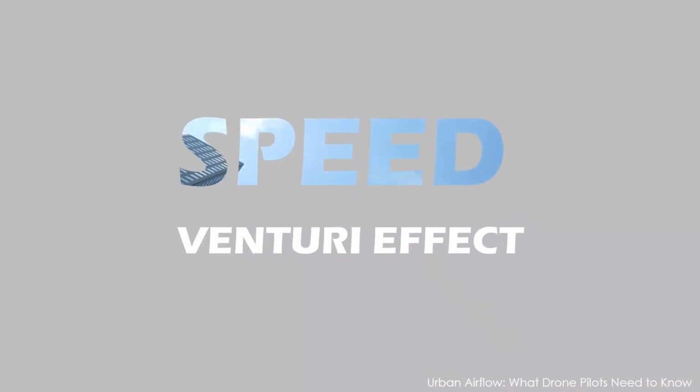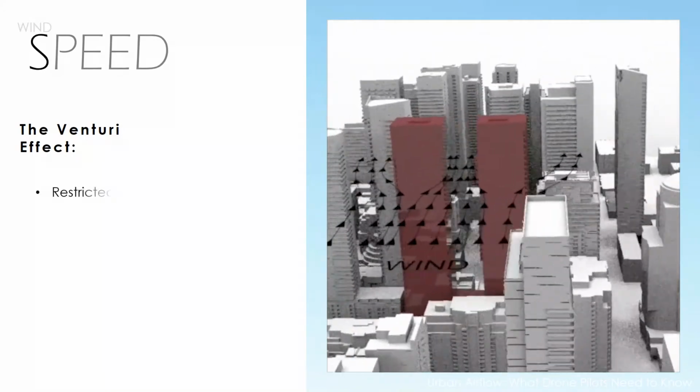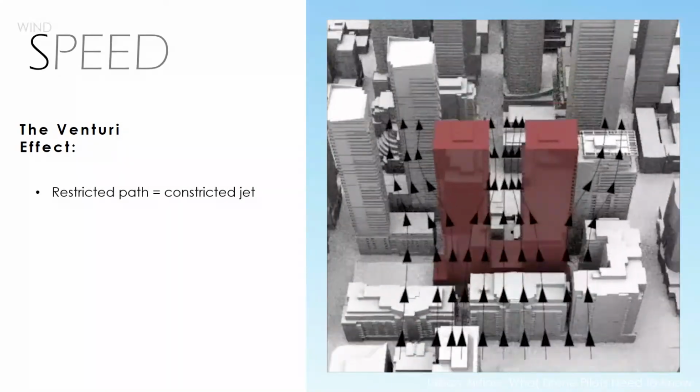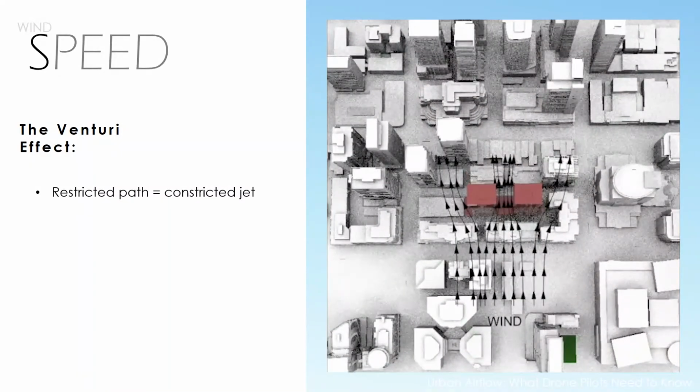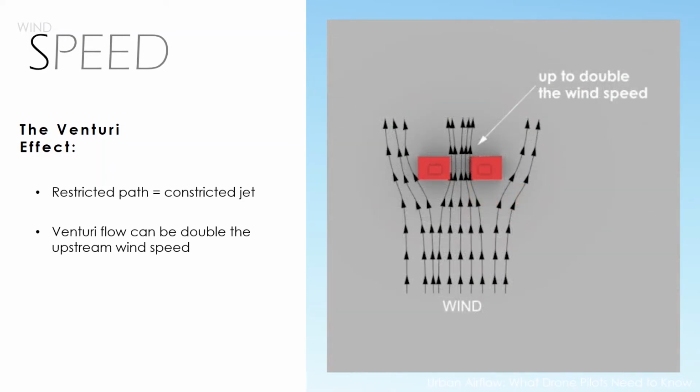Due to disturbances caused by urban structures, wind speed can increase locally. If the spacing between buildings restricts the path of the wind, the air flowing through the constriction may increase in speed, causing a Venturi effect. The wind speed may increase by as much as double the speed of the upstream wind. This can occur at any building height, including pedestrian level.